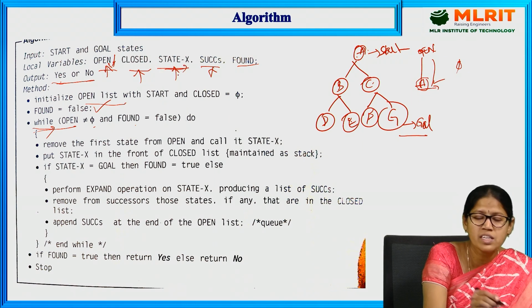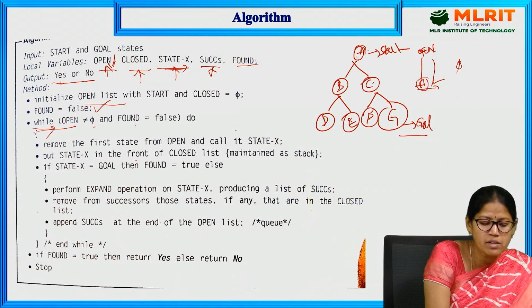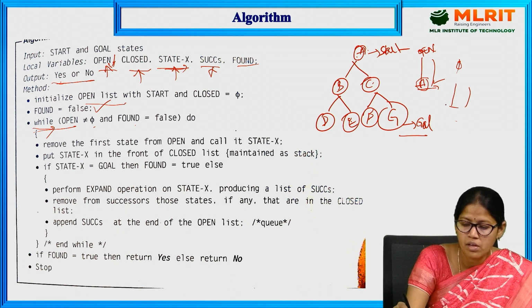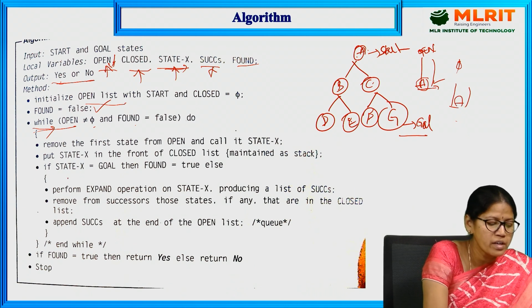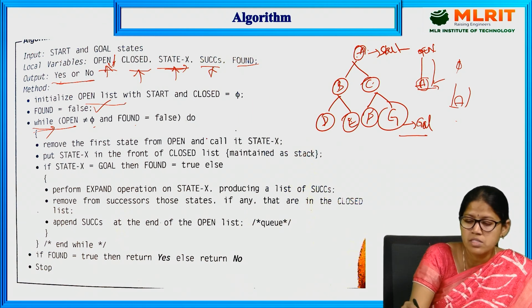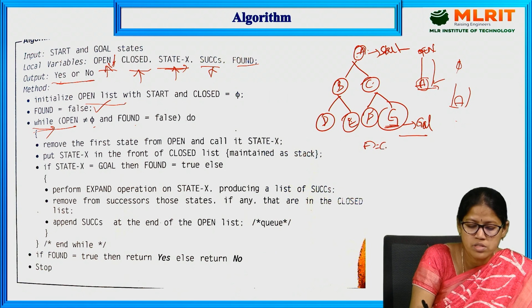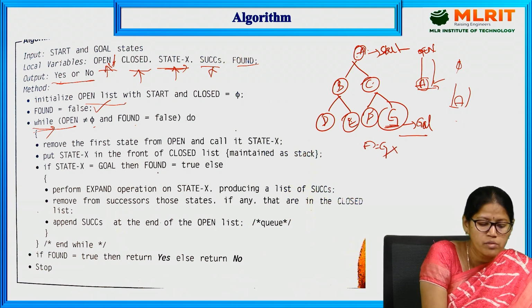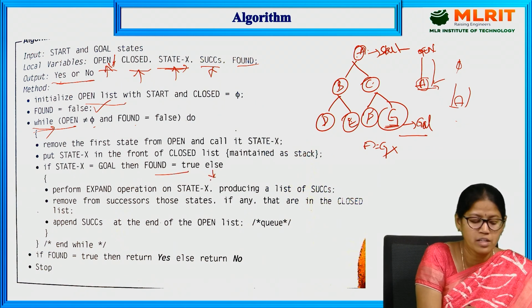Then we have taken state x. Now A is state x. Put state x in the front of the closed list, maintained as a stack. So here we moved A into the closed list. Now comparing: if state x equal to goal, what is the goal? G. It will compare A equal to G. No, it is not. Then we can't set found equal to true. We can't change the value. Now we will move to the else block.